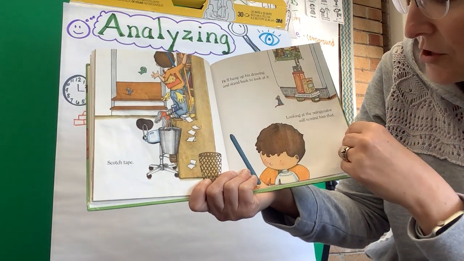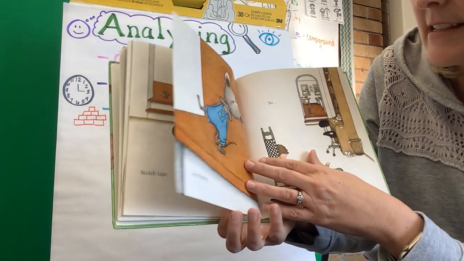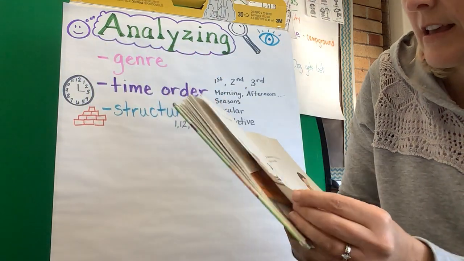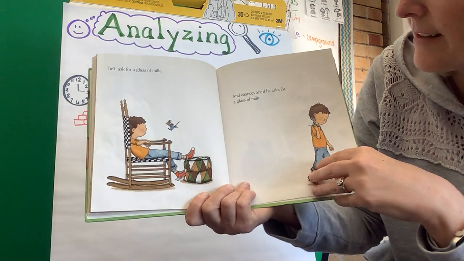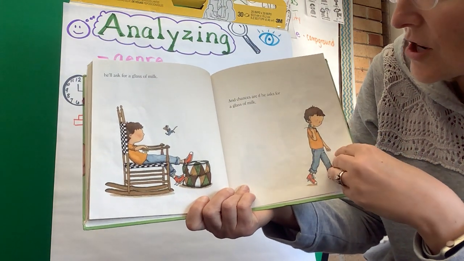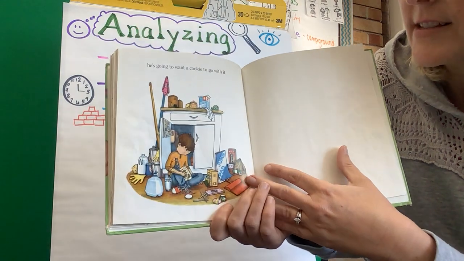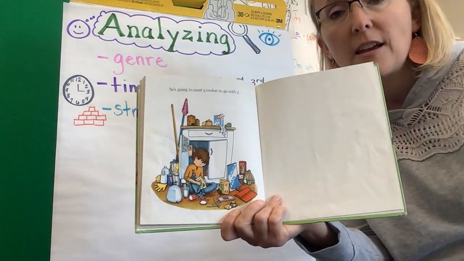And looking at the refrigerator will remind him that he's thirsty. So he'll ask for a glass of milk. And chances are, if he asks for a glass of milk, he's going to want a cookie to go with it.